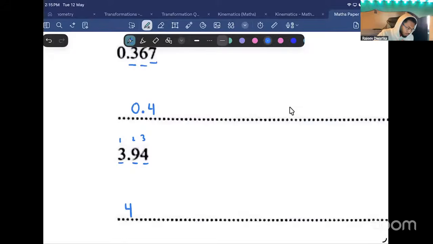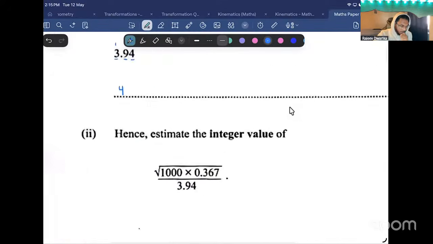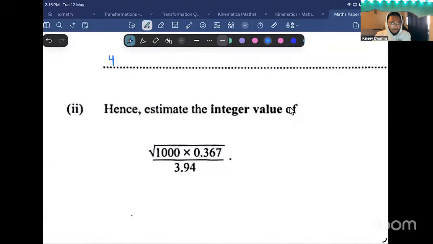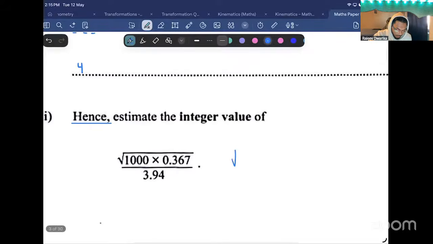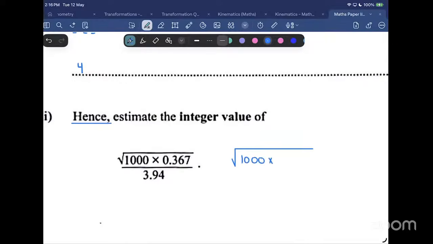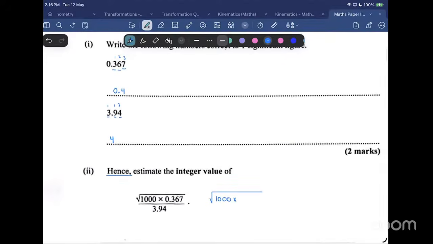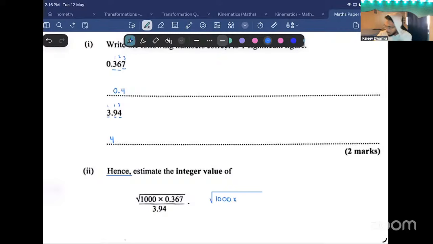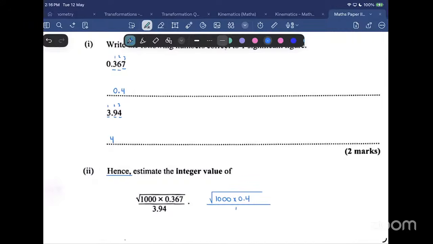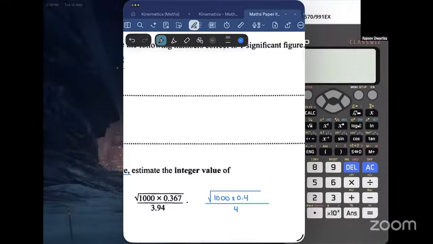Good. All right. Over here now, they said hence estimate the integer value of. You see that word hence means to utilize what you did in the last question. So we just rounded off 0.367 to what? 0.4. And we rounded off 3.942 to 4. I'm plugging this into the calculator now.